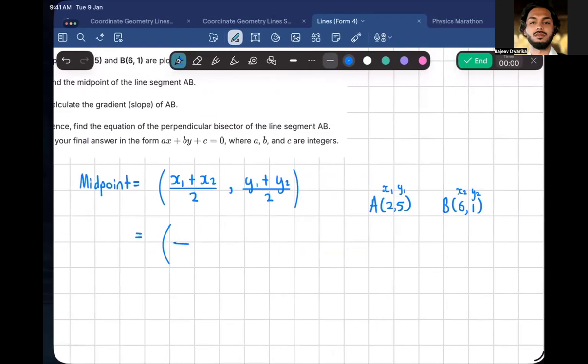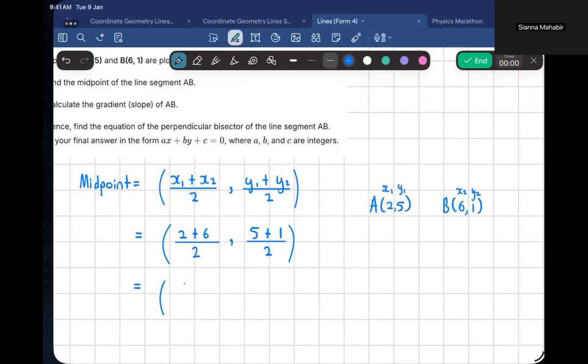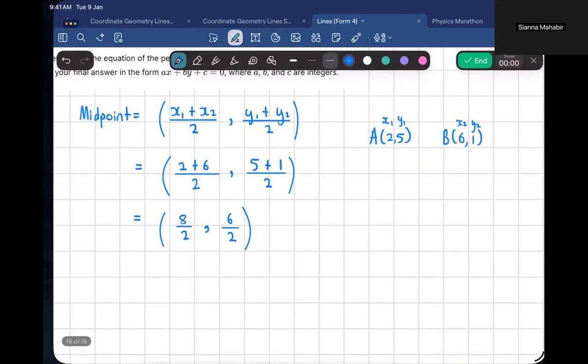Tell me what to write. So you'll write 2 plus 6 over 2, and then you write 5 plus 1 over 2. And then you could add the 2 and the 6, which would be 8 over 2, and then the 5 and the 1 would be 6 over 2. And then you could simplify. 2 into 8 would be 4, and 2 into 6 would be 3. So it would be (4, 3).